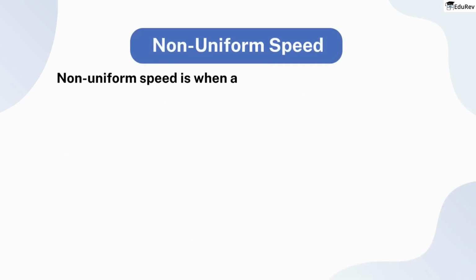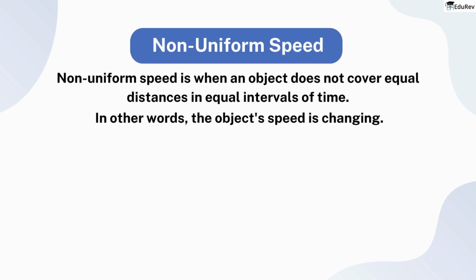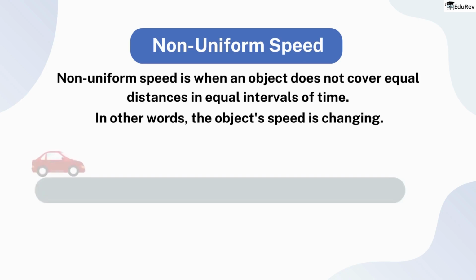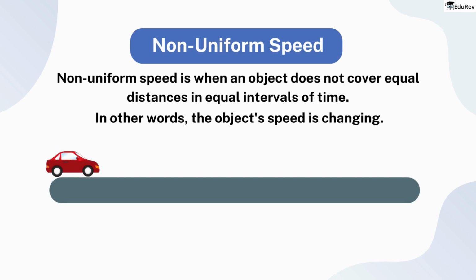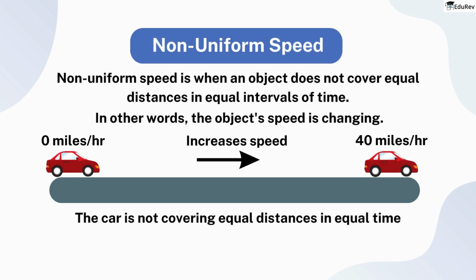Non-uniform speed is when an object does not cover equal distances in equal intervals of time. In other words, the object's speed is changing. For example, when a car accelerates from a stop sign, it starts at 0 miles per hour and increases its speed until it reaches a specific speed, like 40 miles per hour. The car is not covering equal distances in equal time intervals because its speed is changing.